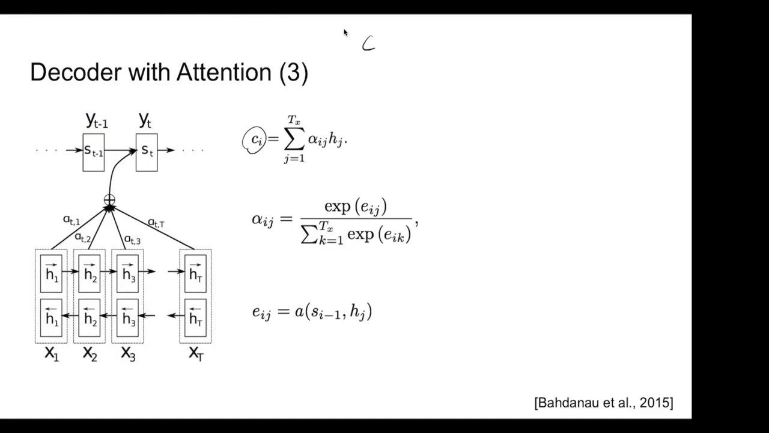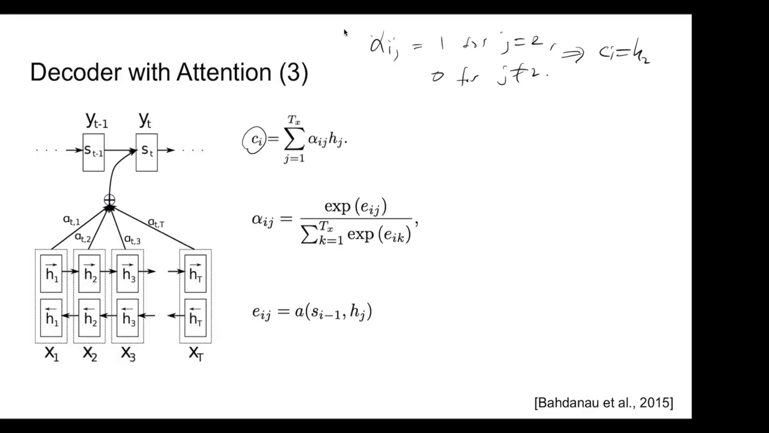So what does that mean? Well, suppose alpha_ij is 1 for j equal to 2 and 0 for j not equal to 2. That means you will only be getting h_2, because it will be 0 for j not equal to 2. So in that case, your c_i is just h_2, right? Of course, this alpha will not usually be 0 or 1; it will be some value between them because of exactly how it's defined below. But you can think of this as attention weights.